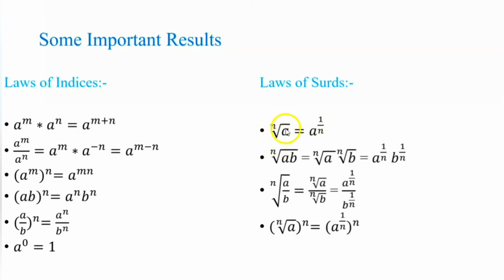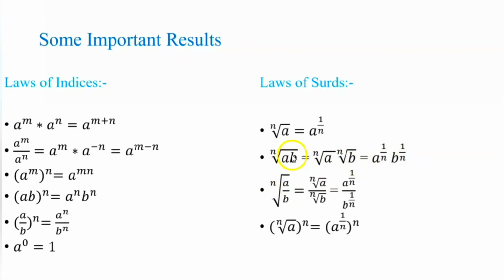So usually the nth root of any number a is written as a raised to 1 by n. Note that here we take n to be a positive integer. Now the second law states that the nth root of a into b is nothing but nth root of a into nth root of b. Now this nth root of a is the same as a raised to 1 by n, and nth root of b is equal to b raised to 1 by n. So this quantity simplifies to this.